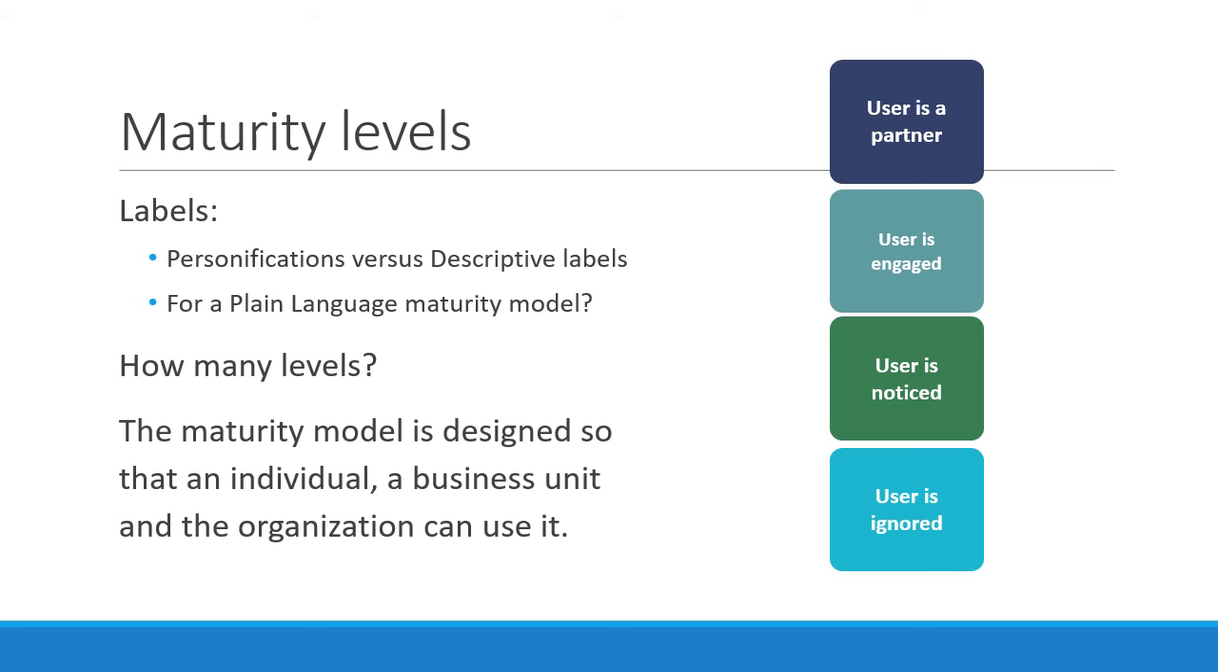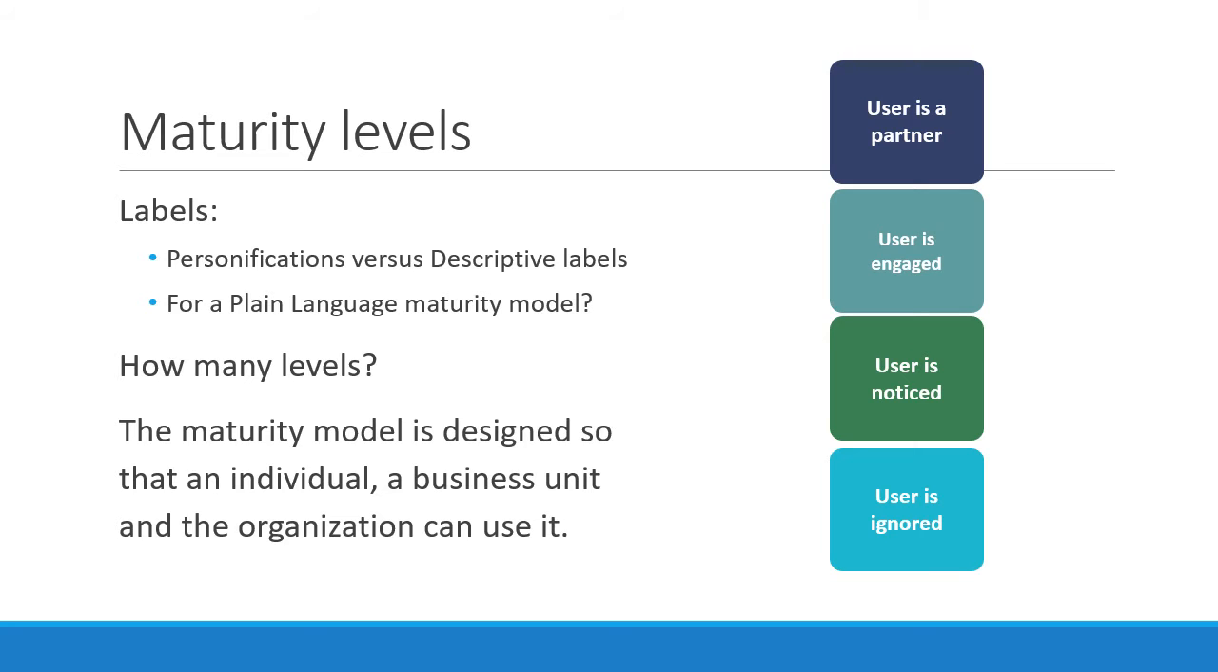In the literature, one finds 2 types of maturity level descriptors. Personifications, like couch potato to Olympic athlete or novice to expert, and progressively more positive actions, like you saw in those 2 examples, from descriptive to prescriptive, from ad hoc and static to continuous improvement.